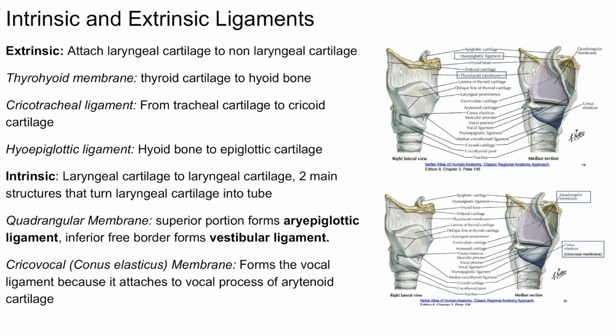Okay, so if you want just a little tight mental framework here, the quadrangular membrane is going to be your false vocal cords and inlet shaping for protection. Then you're going to have your conus elasticus, and that will be your true vocal folds and sound production for phonation. And everything else is just going to be support.